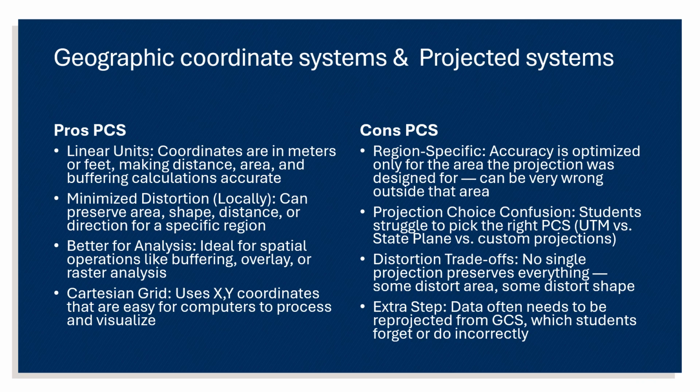Now, what are the cons? Well, every PCS is region specific and accuracy is optimized only for the area the projection was designed for, and once you get outside that area, it's not going to be as accurate, and the further you get outside the area, the progressively less accurate it's going to be until it gets just downright obtuse.